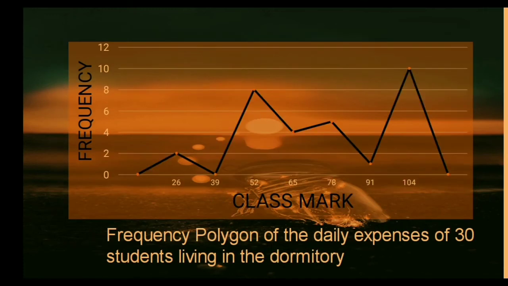Let us proceed to our frequency polygon. Now, we will determine how to get the frequency polygon graph. In the y-axis, or the vertical line, this side represents the frequency, while the horizontal line represents the class mark. For us to have a frequency polygon graph, we use frequency and class mark.